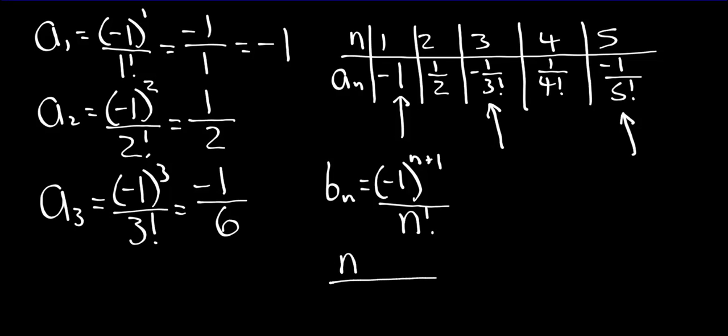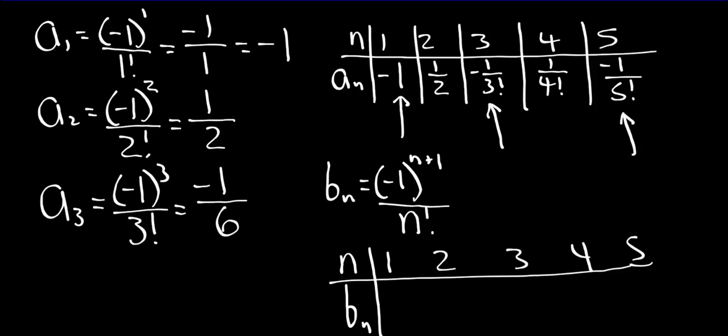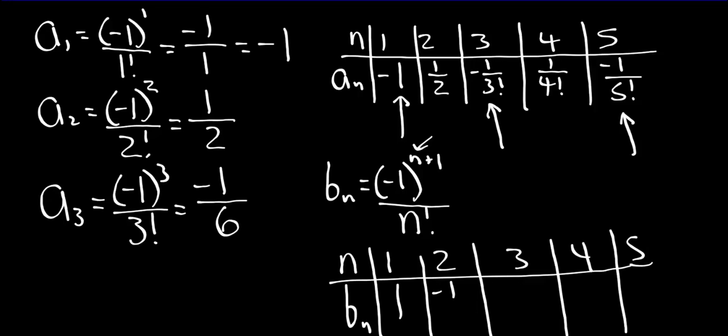I've got n and I've got b sub n. And here I go. I've got 1, 2, 3, 4, 5. Now you notice when n is 1, 1 plus 1 is 2. So this first term just becomes a positive 1. The second term, when I put in a 2 in here, 2 plus 1 is 3. Now I'm raising -1 to a third power. So this is going to be -1/2. And this will be +1 over 3 factorial, -1 over 4 factorial, and +1 over 5 factorial.